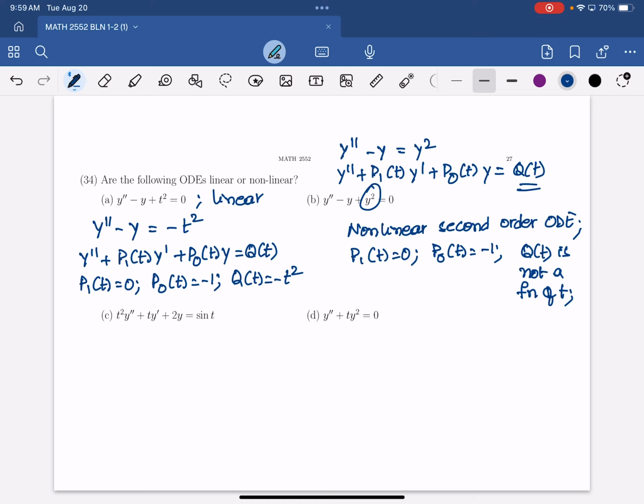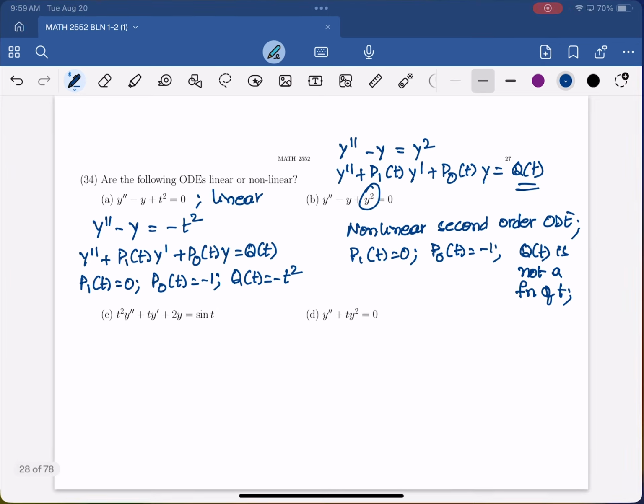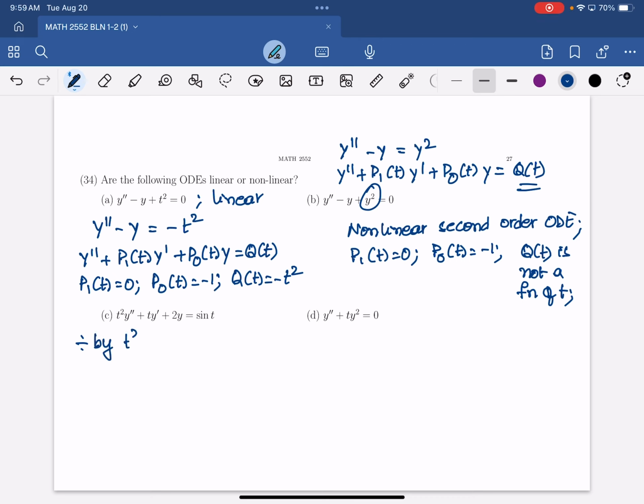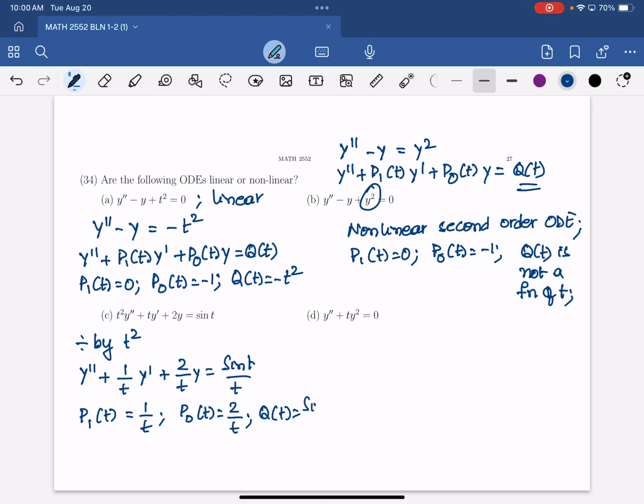What should be my first step? Divide by t squared, fantastic. So divide by t squared. So I write y double prime plus 1 over t times y prime plus 2 over t times y equals sine t over t, right? So you can look at it and say, okay, p1 of t is going to be 1 over t, p naught of t is going to be 2 over t, and you have a q of t is going to be sine t over t, and hence it is a second order linear ODE.